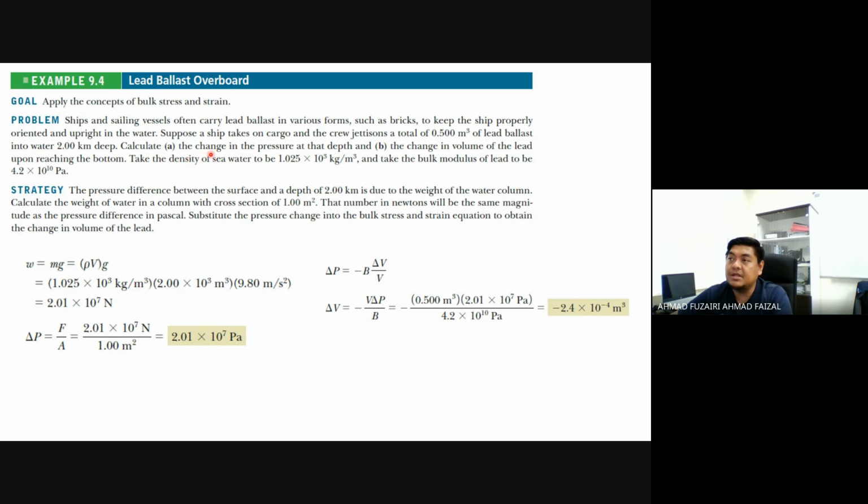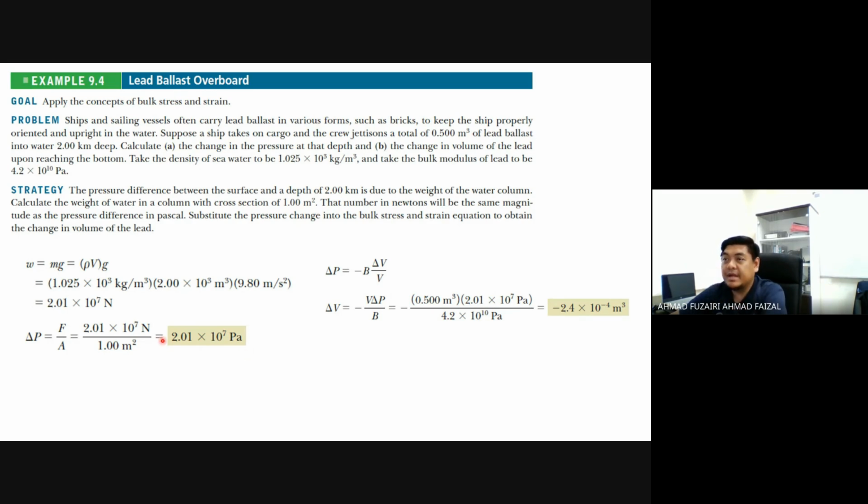Kalau dia minta change in pressure at that depth dan berkaitan dengan volume, maksud dia ada kaitan dengan bulk modulus. So from this we get 2.01 divided by 1 meter square. So 1 meter square is what you get from the area, surface area. Okay. So that is equivalent to delta P equivalent to 2.01 10 power of 7 Pascal.